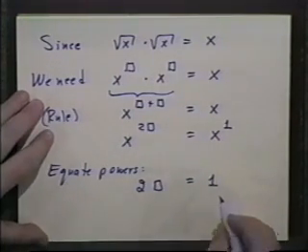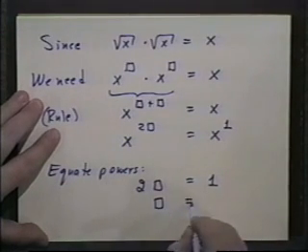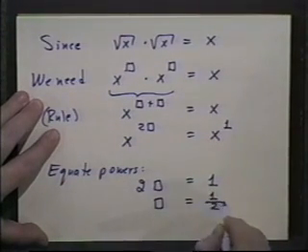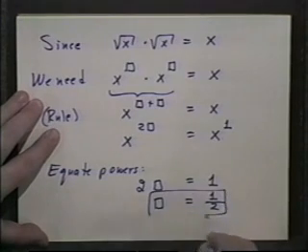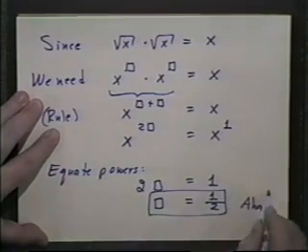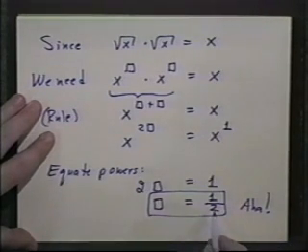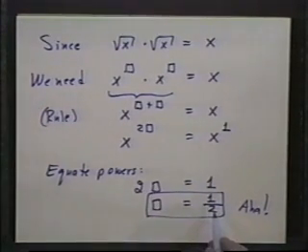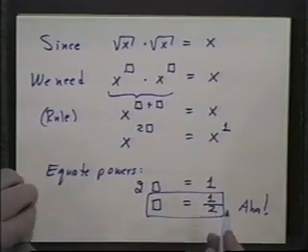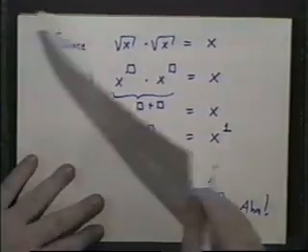Well, what does box have to be then? Divide both sides by 2. Box must equal 1/2. Aha! I think I have an idea now. We haven't had an exponent that was a fraction, but now it looks like this is the right thing to do. So let's see how this would apply.